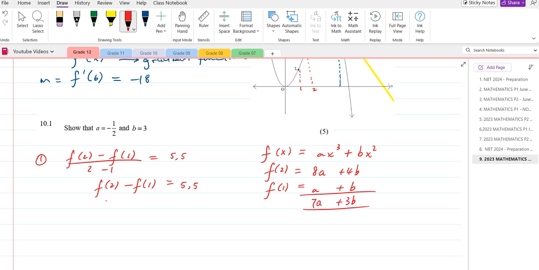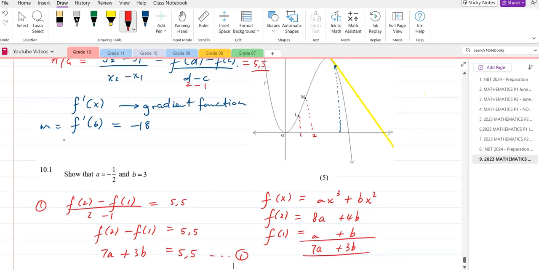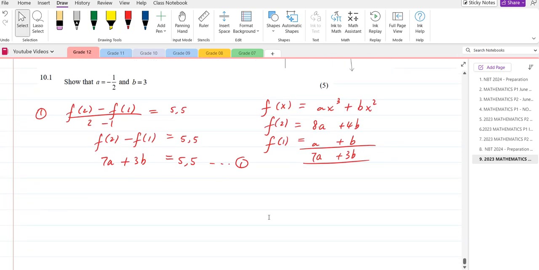So the information I have is 7a plus 3b is equal to 5.5. So I've set up equation 1 already. Now equation 2 is coming from this concept here, f prime x. So let's find f prime x, and then we have to solve simultaneously. Yeah, you should be able to solve simultaneously.